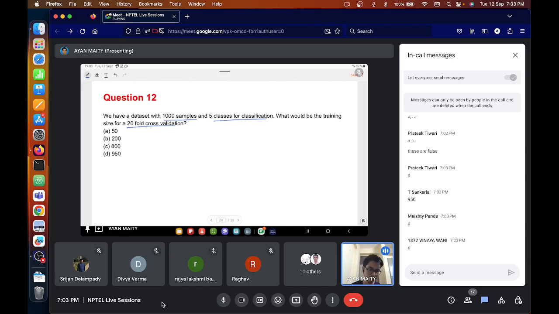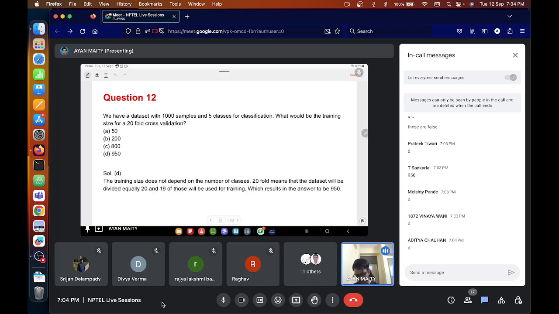Pratik is saying option D, Sankralal is saying 950, which is option D, Mishti Pandey is saying D, Vinay is saying D. So all the answers in the chat are option D. Aditya is also saying option D. Yes, so correct answer is option D. So it doesn't depend upon how many classes are there, and it simply depends upon what is the value of k in case of k-fold cross validation.